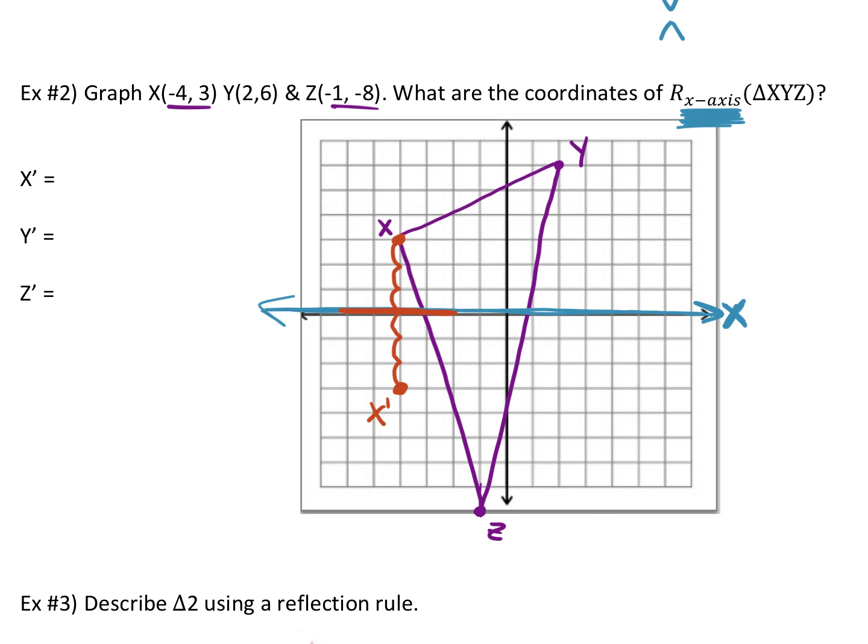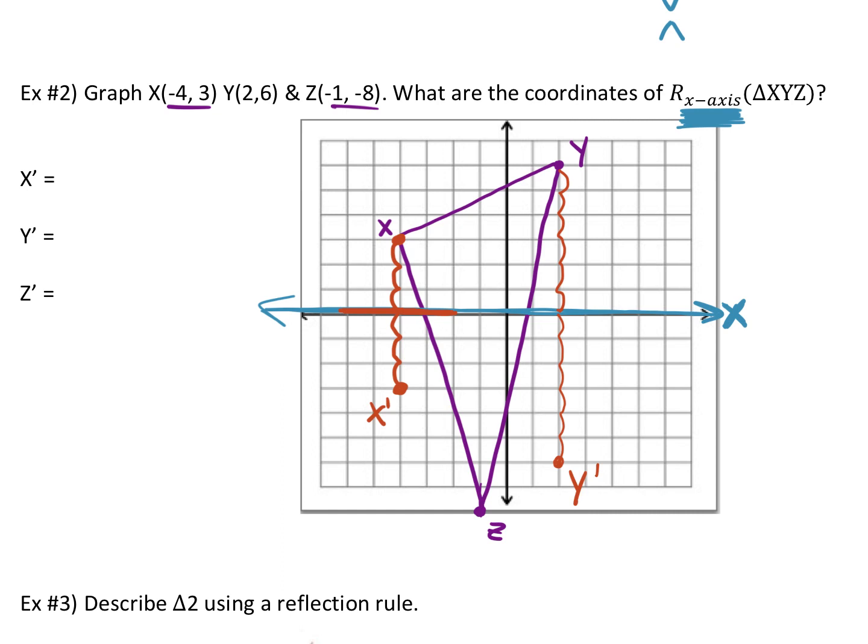Go to your Y. Where are you in comparison to your line right now? Are you writing these down? Right now you are 1, 2, 3, 4, 5, 6 above. So you need to go 1, 2, 3, 4, 5, 6 below. And that's going to be your Y prime.